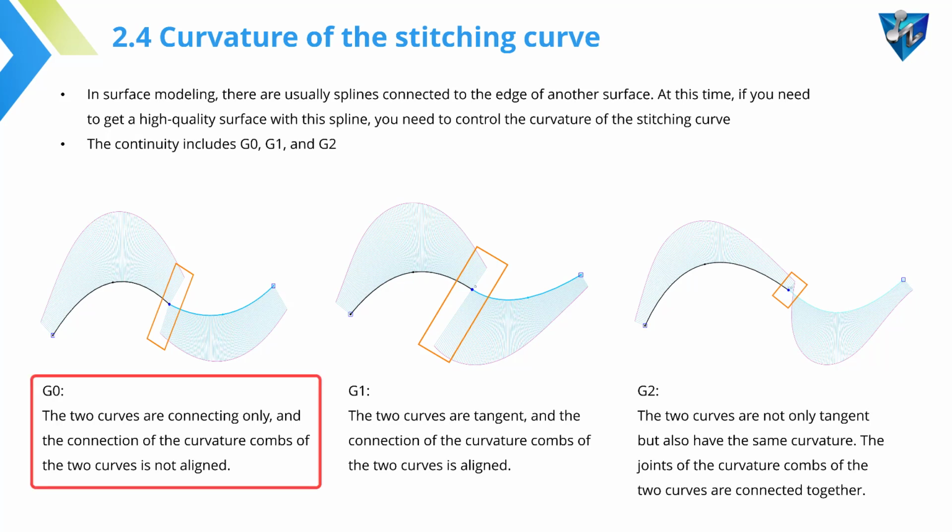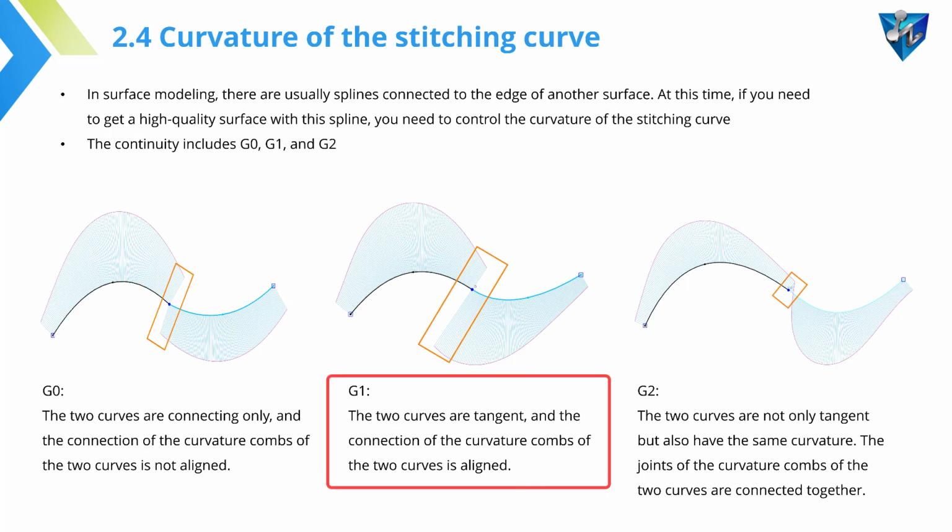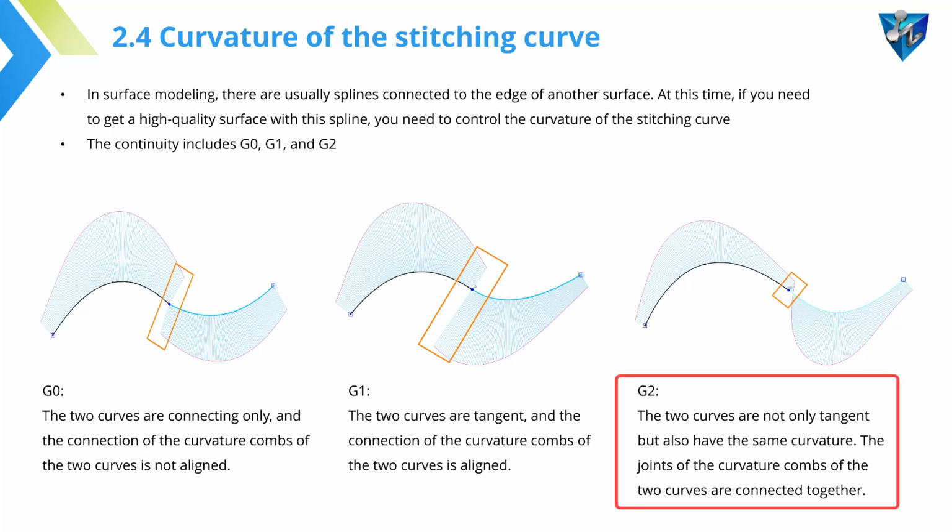G0 means the two curves are connecting only, and the connection of the curvature cones of the two curves is not aligned. G1 means the two curves are tangent, and the connection of the curvature cones of the two curves is aligned. G2 means the two curves are not only tangent but also have the same curvature. The joints of the curvature cones of the two curves are connected together. You can select the corresponding continuities based on what you want.